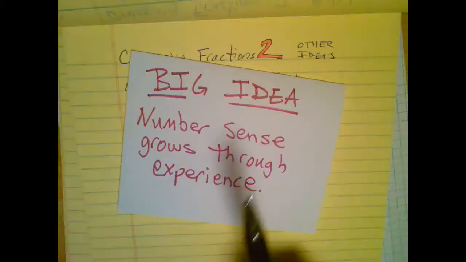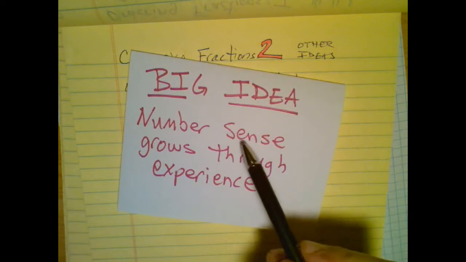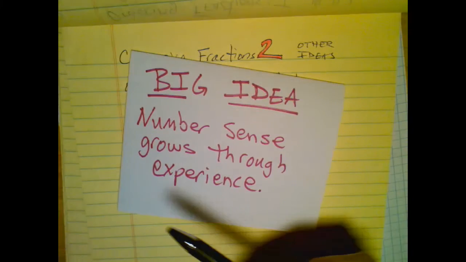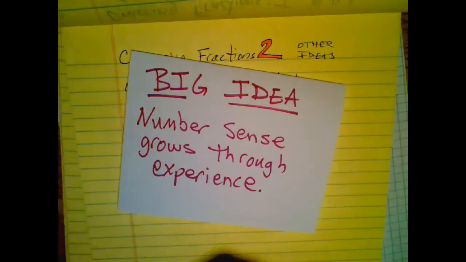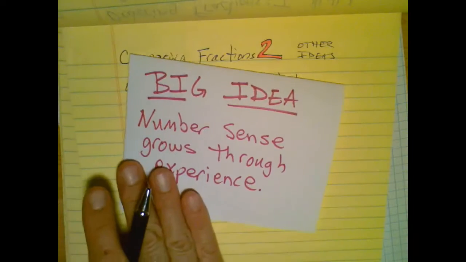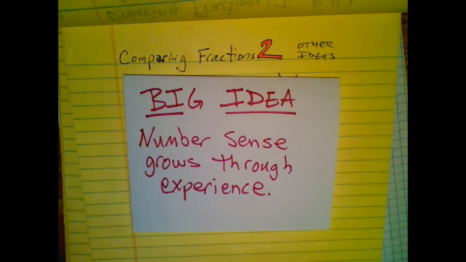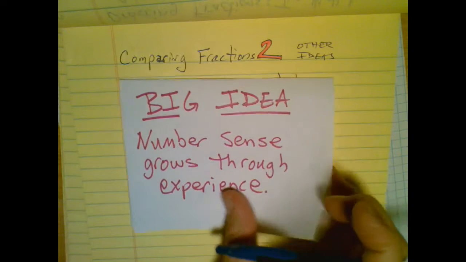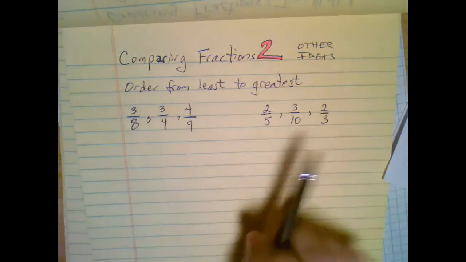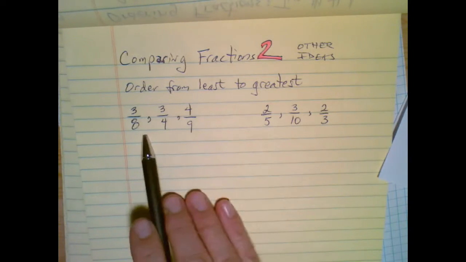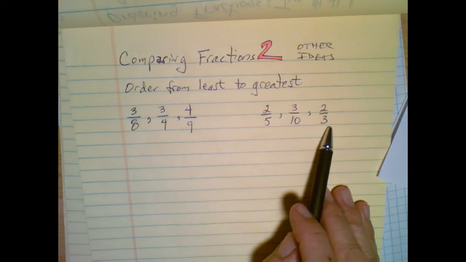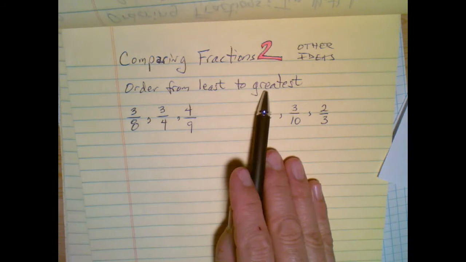it's good to point out this other big idea that our number sense grows through experience. The more we work with numbers and move them around and manipulate them, the more we can do with them. It's just like practicing anything. The more you practice, the better you get at things, the more you can change things around. So here, we're going to take two different sets of fractions, and we want to order them from least to greatest.